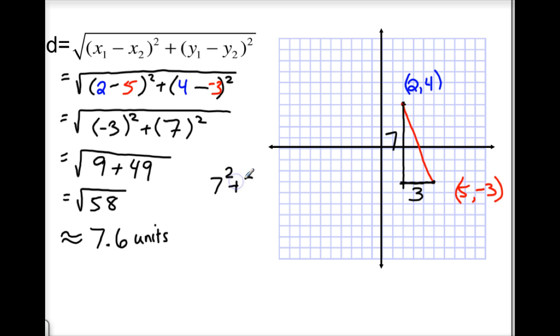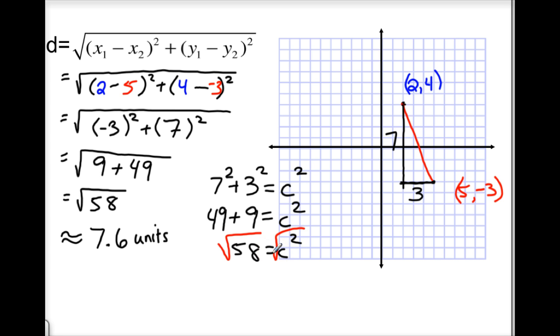So again, 7 squared plus 3 squared equals c squared. 49 plus 9 equals c squared. 58 is equal to c squared. Take the square root of both sides. C is approximately 7.6. Either way will always work.